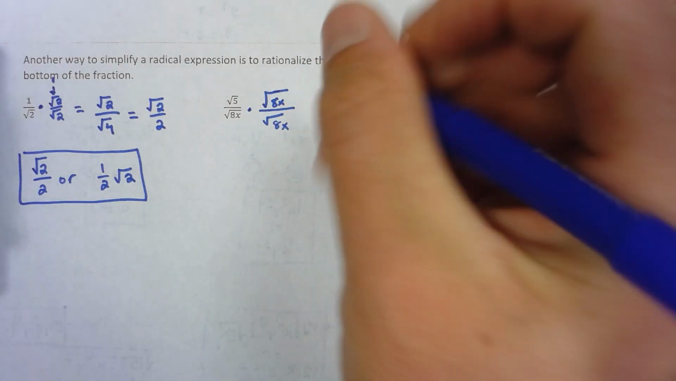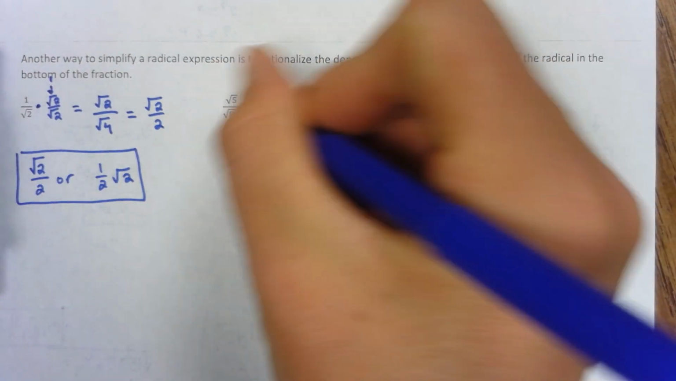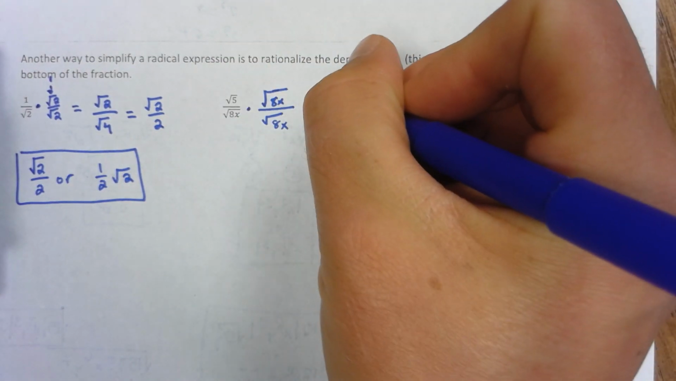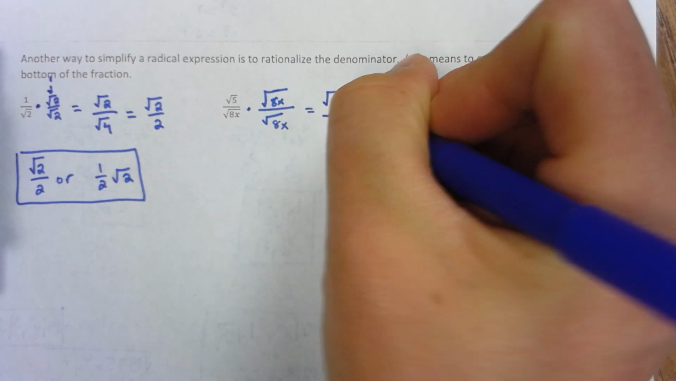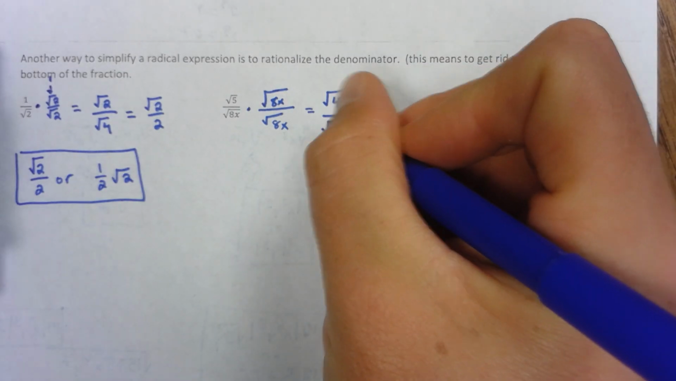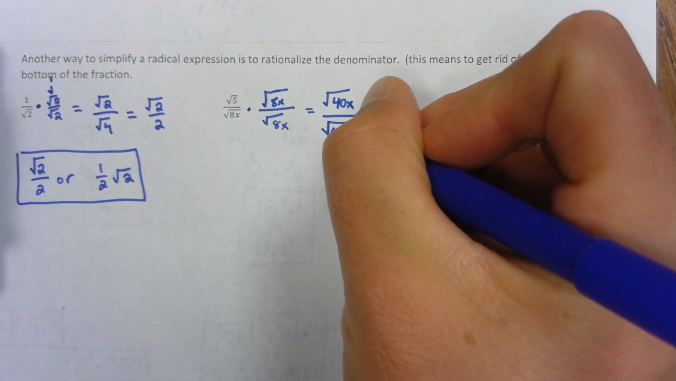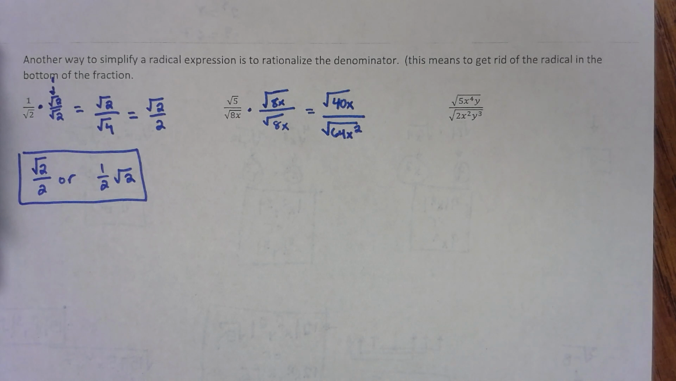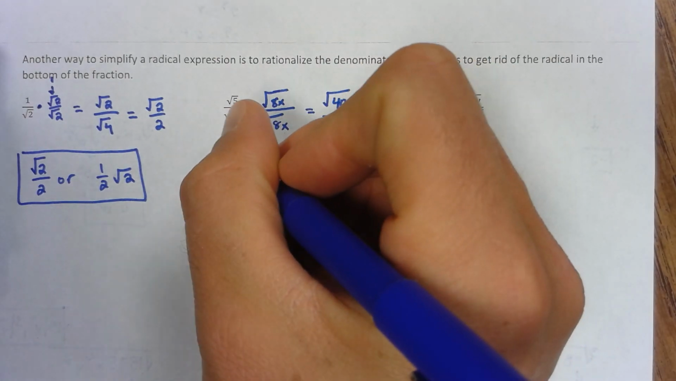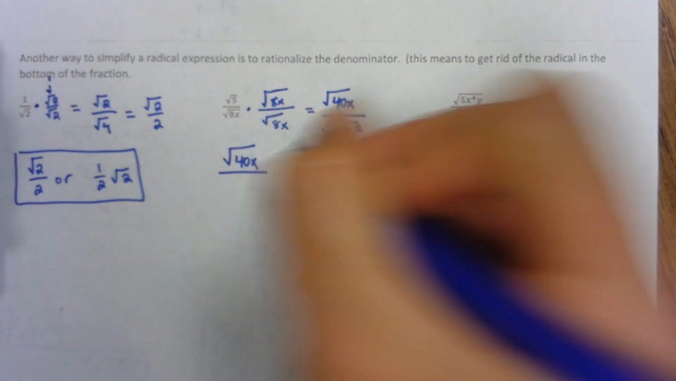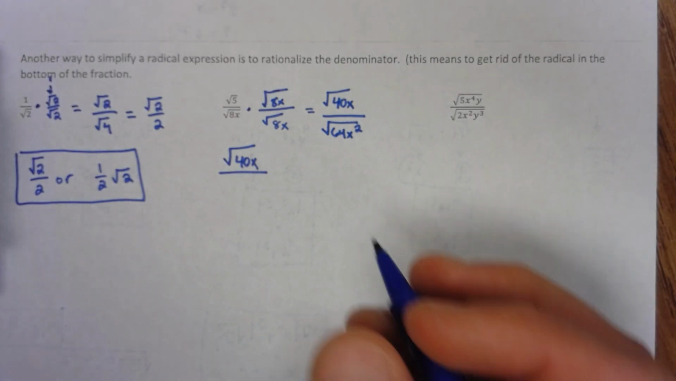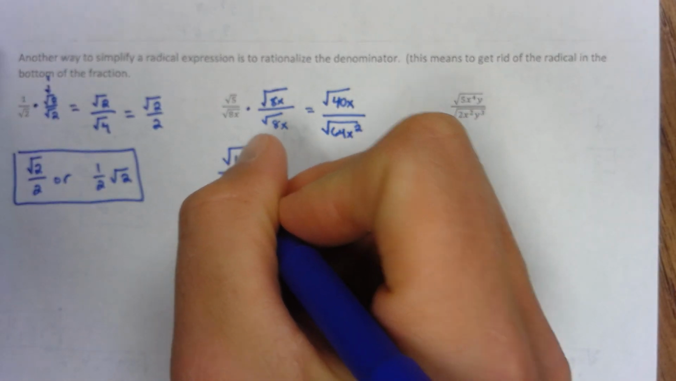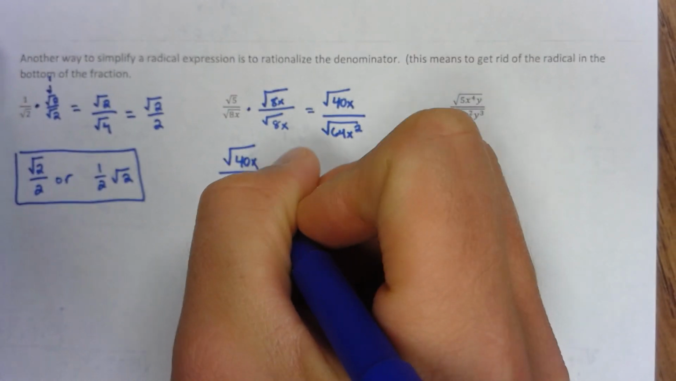So now this leaves us with the numerator being 5 times 8, that's root 40, and we still have the x. The denominator is the square root of 8 times 8, which is 64, and x times x is x squared. And we have to simplify each of these separately now. Let's take care of the denominator first. Root 40x we have in our numerator still. And the denominator, root 64 times x squared, simplifies to be 8 times the absolute value of x.